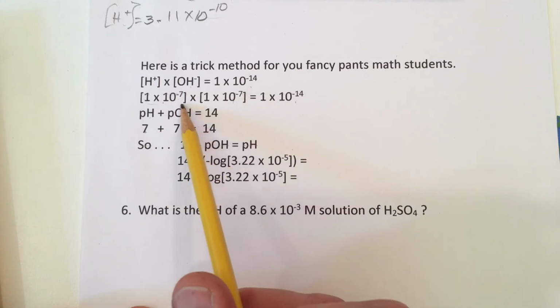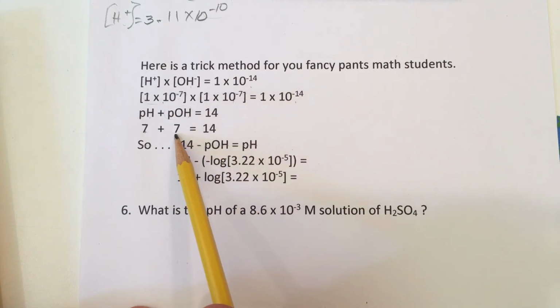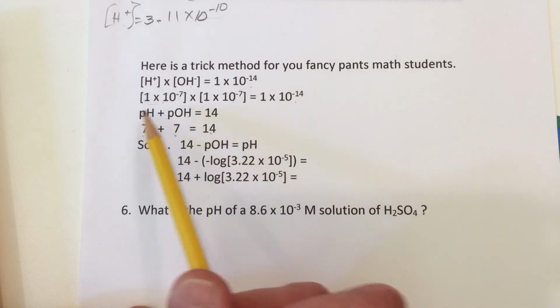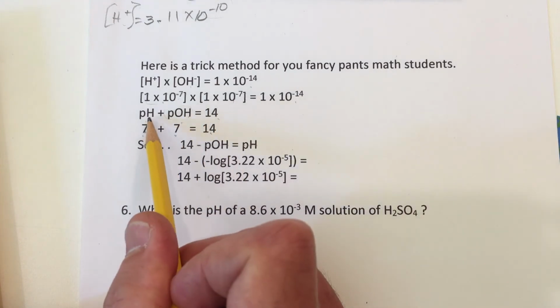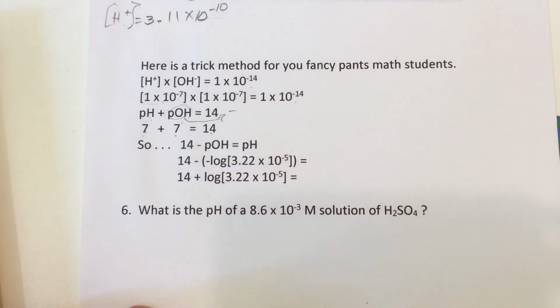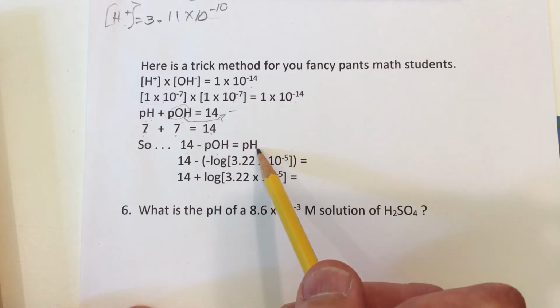If you take what's called the pOH, the negative log of the OH, you also get 7. So in this case, 7 plus 7 equals 14. That is, pH plus pOH equals 14. If that's true, then we could also find the pH by subtracting this from the other side. So 14 minus pOH gives pH.